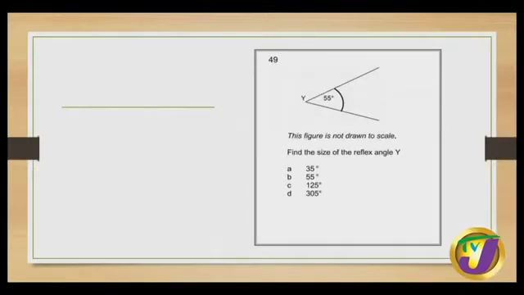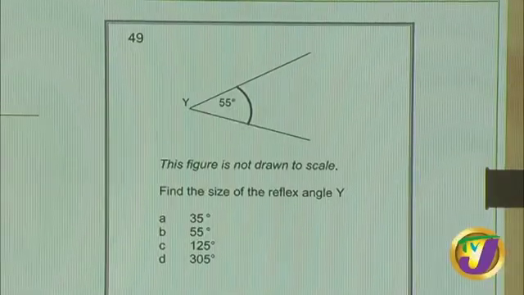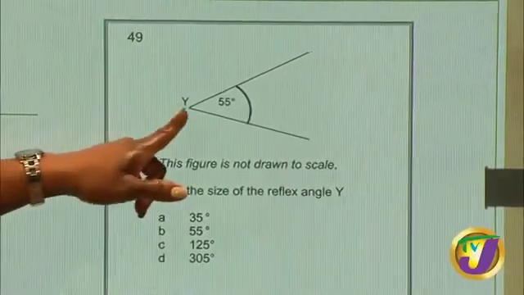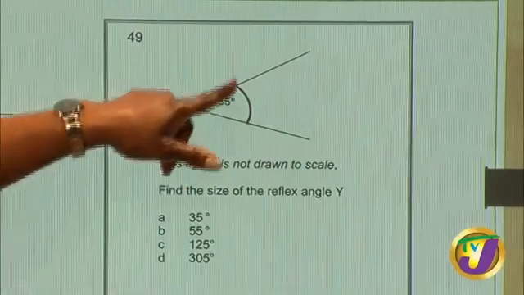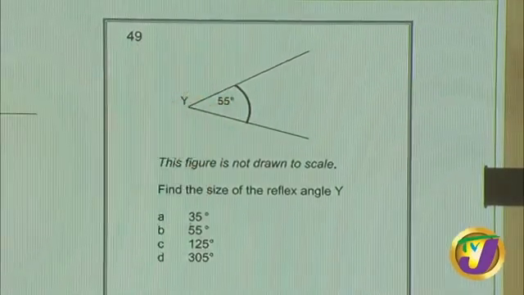Now, let us look at this question. The figure is not drawn to scale. Find the size of the reflex angle Y. So there is some information that we need to look at. Angles at a point. So we're talking about the angles that are formed at a point. So let us look at the board.